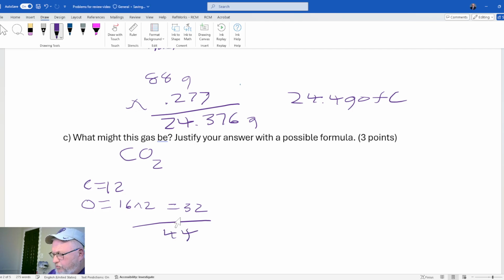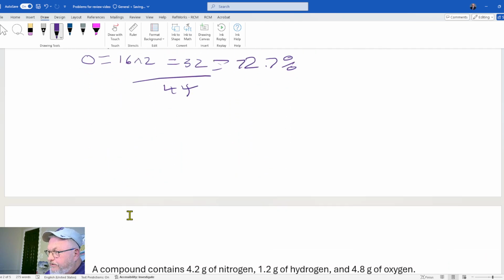Let's see if we take 12 divided by 44. That gave me 27.3%. That was a pretty good guess. And that's pretty much how you could answer one of those type questions. I don't think you'll see anything too major or too wrong on that one. So anyway, that worked out. The oxygen would be, let's see, 72.7%. So I could assume pretty easily that that's going to be CO2. So we can get through that pretty good.